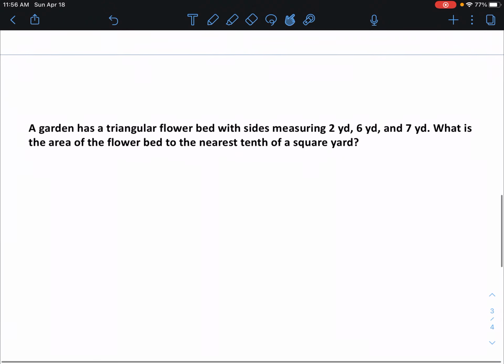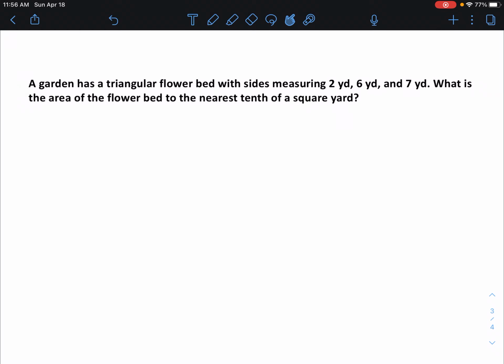So let's say you've got a triangular flower bed, and the sides are 2 yards, 6 yards, and 7 yards. And then you want to know what is the area of that flower bed. You might need to buy some mulch, so you need to figure out the area. So now draw yourself a triangle. It doesn't have to be perfect. Mine clearly isn't. It's just to represent what's happening. So I'm just going to say it looks kind of like this.